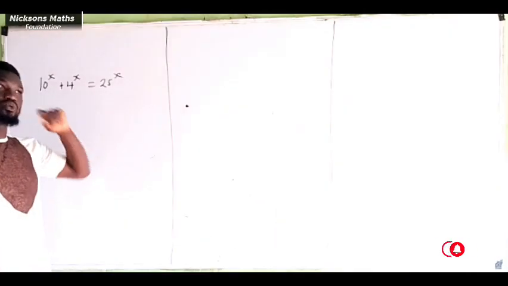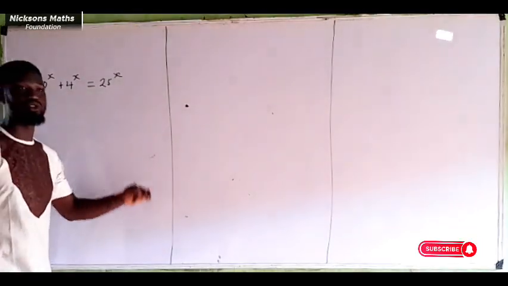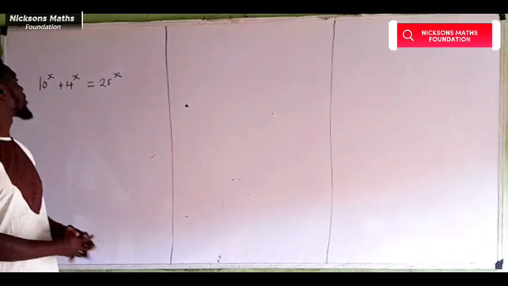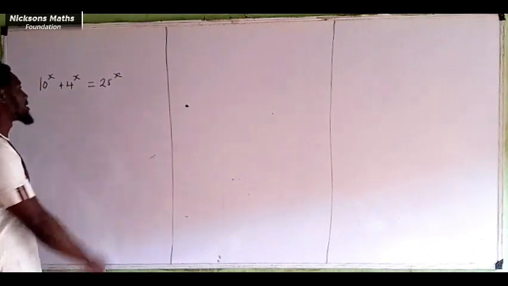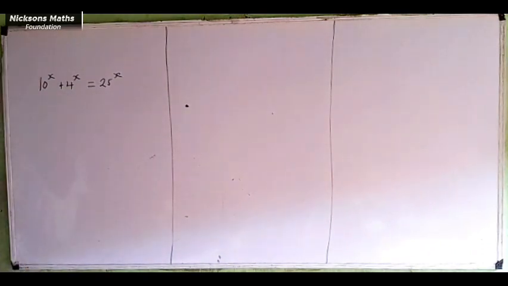So today we are going to look at this exponential equation question. Let's see how we can solve this question. 10 raised to power x plus 4 raised to power x equals 25 raised to power x.